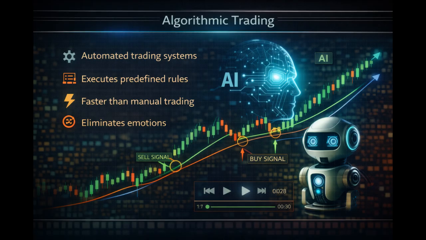Example of an algorithmic trading strategy. Consider a simple Renko-based algorithmic trading strategy with the following rules. Buy conditions: 2 consecutive green Renko bricks appear, and price is above the 50-period moving average. Sell conditions: 2 consecutive red Renko bricks appear, and price is below the moving average.